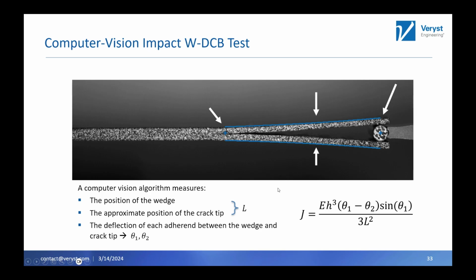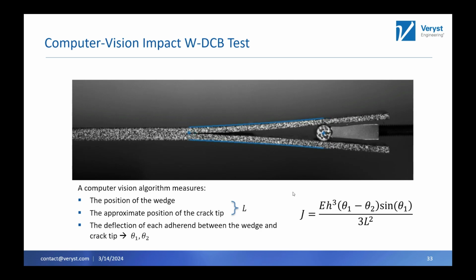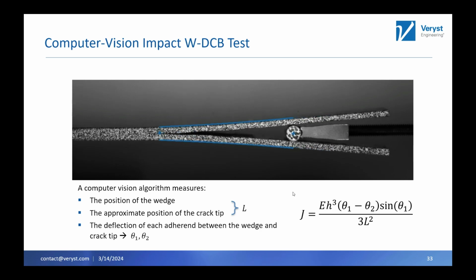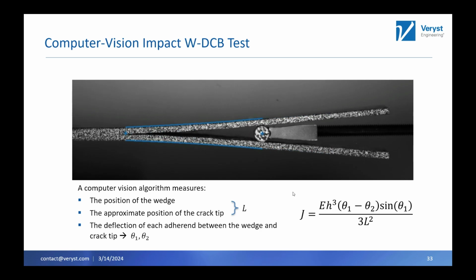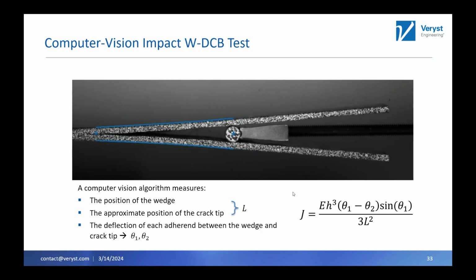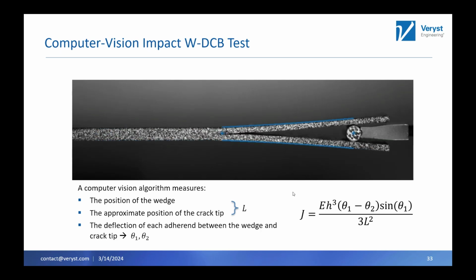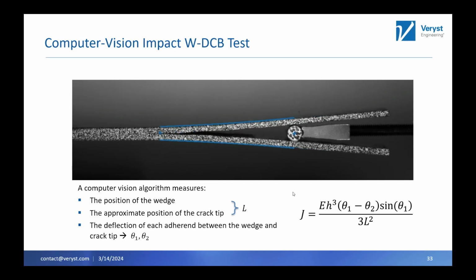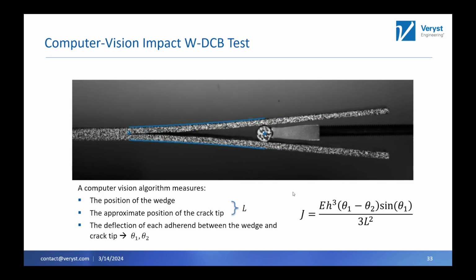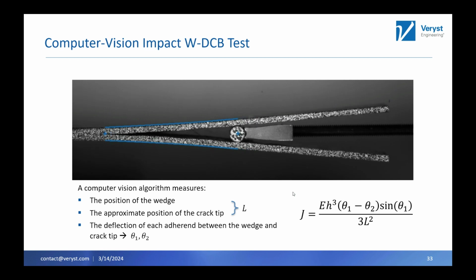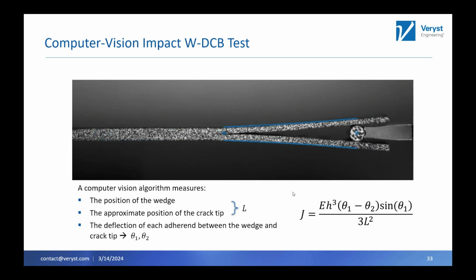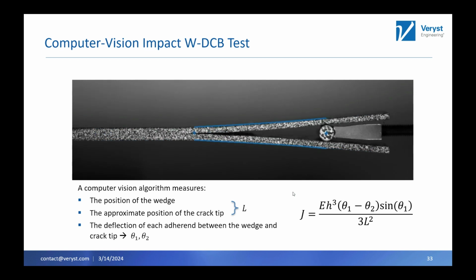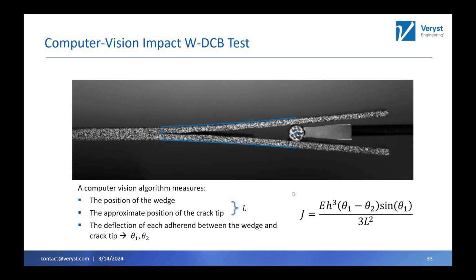during the test. As you watch this video play, you can see that the computer vision algorithm is keeping track of all those things simultaneously, allowing us to calculate the J integral of the specimen throughout the entire test, basically at each high-speed video frame that we're capturing during this test. I think there's about 1,000 video frames. So we get about 1,000 data points from this particular setup of the test using a 20,000 frames per second video.